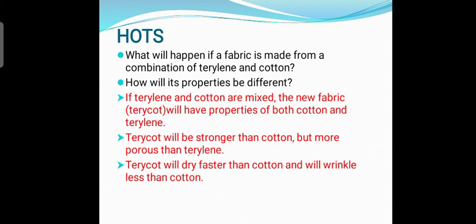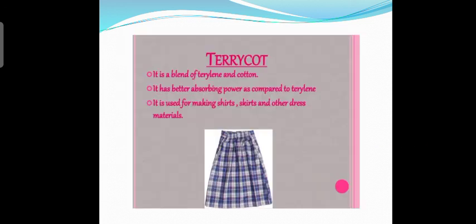So let's see. If terylene and cotton are mixed, the new fabric, terrycot, will have properties of both cotton and terylene. Terrycot will be stronger than cotton but more porous than terylene. It will dry faster than cotton and will wrinkle less than cotton. That's great. Now you can see here the material or fabric made of terrycot. It is a blend of terylene and cotton. It has better absorbing power as compared to terylene and it is used for making shirts, skirts and other dress materials.